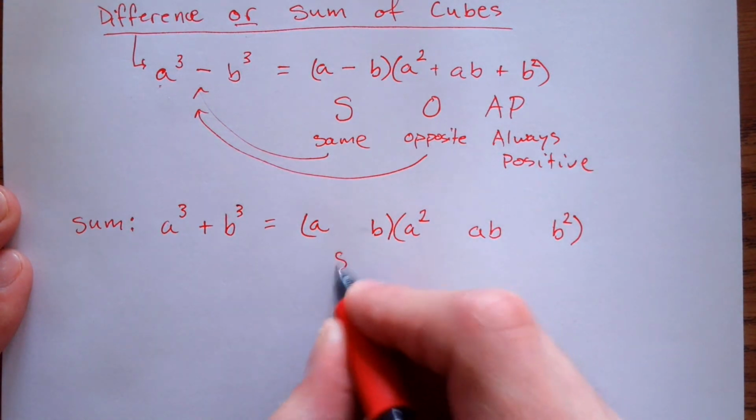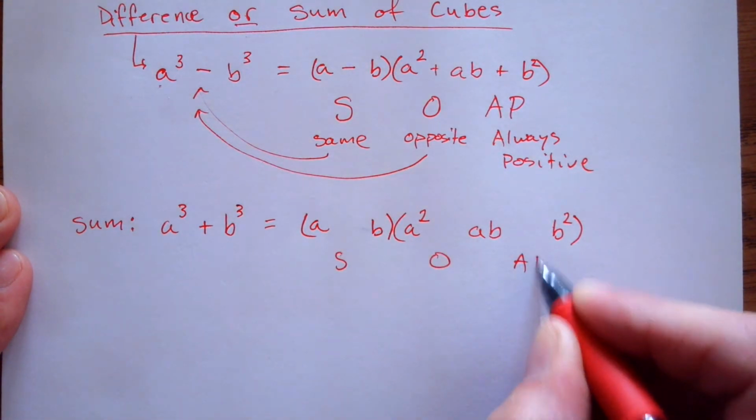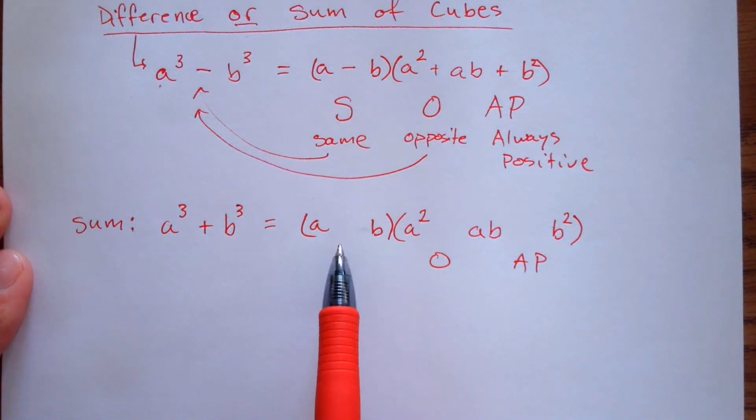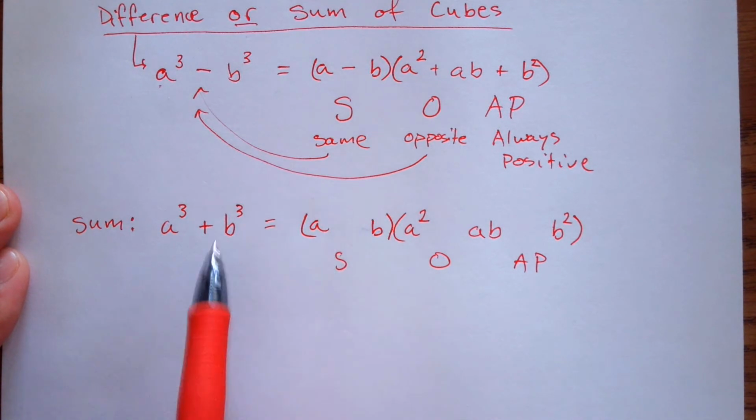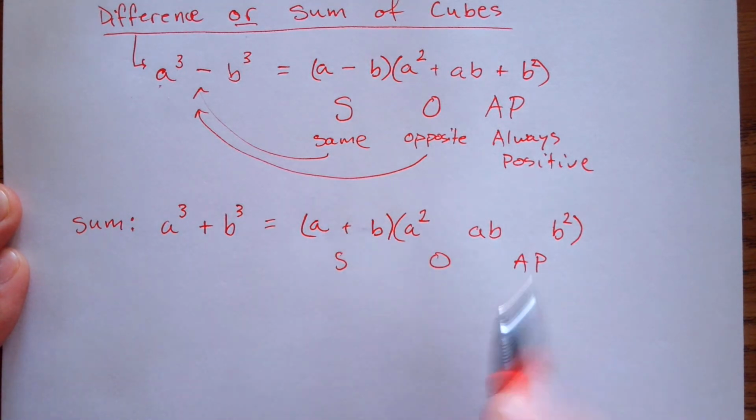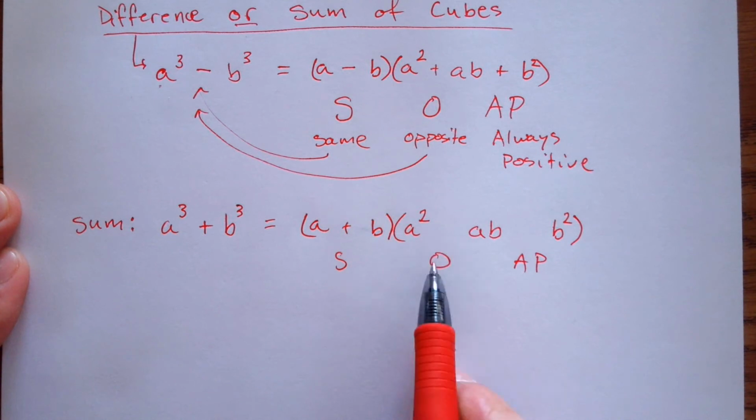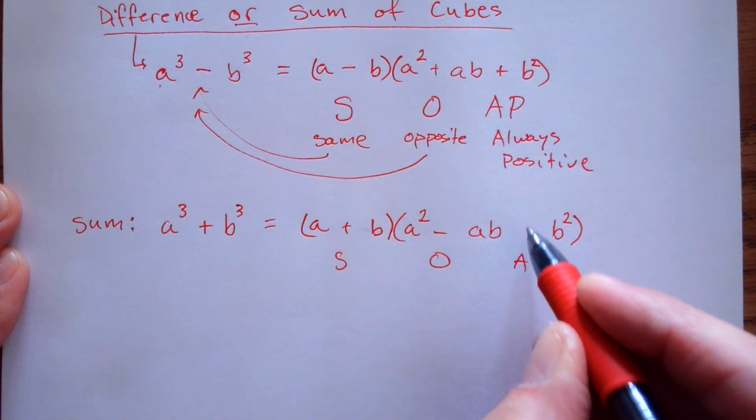And once again, SOAP. What symbol goes here then? Yeah, it'd be plus because it's the same as this. What about this one? Subtraction. And the last one? Positive.